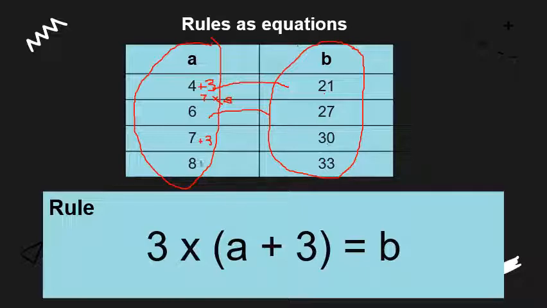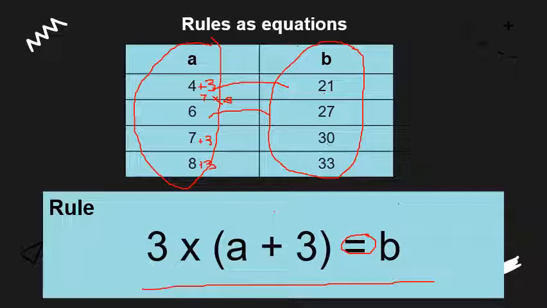Again, 8 plus 3, I'm ahead of myself, is 11. 11 times 3 is 33. So to write that as a rule, I could use words, but in this situation, I've decided to use an equation. Remembering an equation is a number sentence which uses an equal sign, and both sides are balanced.